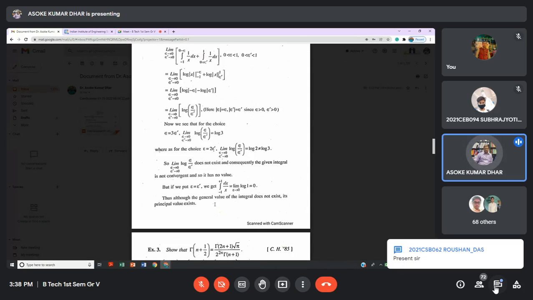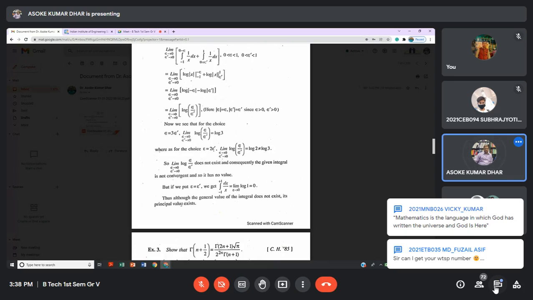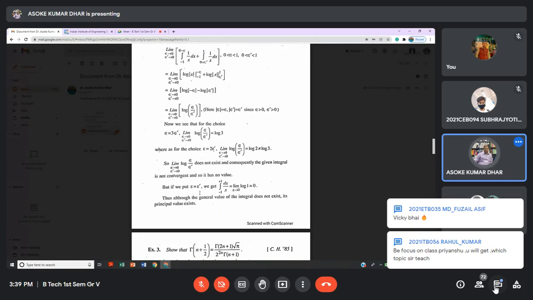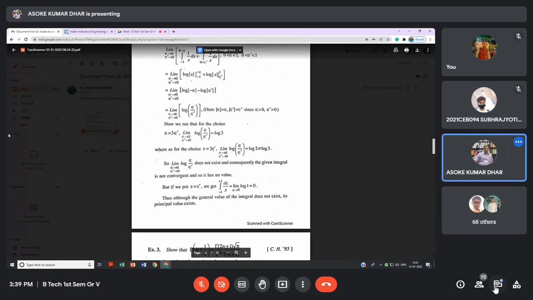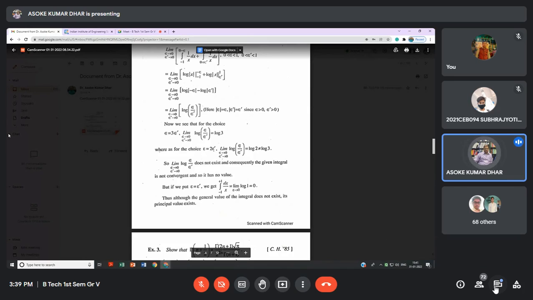Thus, when epsilon is not equal to epsilon dash, that is known as the Cauchy general value. The Cauchy general value does not exist, although the principal value exists. Principal value means when epsilon is equal to epsilon dash. So this problem is very important. While you tackle the problem, there are two ways. One is principal value, another is general value. General value means epsilon not equal to epsilon dash, and principal value means epsilon equal to epsilon dash. Here we see that the principal value exists and is 0, but the general value does not exist.